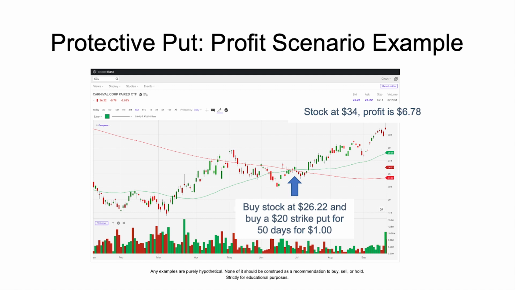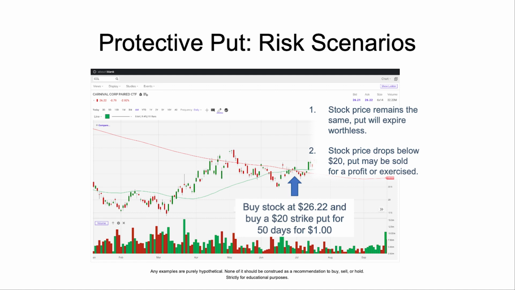Now, in that same trade, where would our risk be? Our risk would be in a couple of ways. Let's say the stock didn't go up, but instead remained the same.